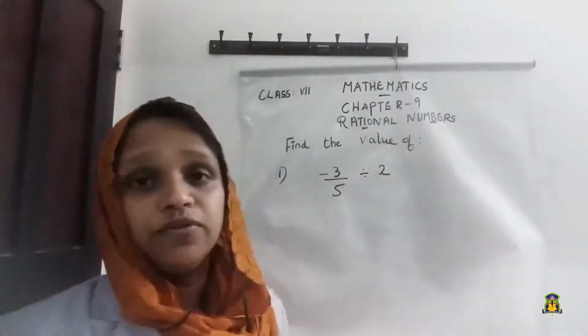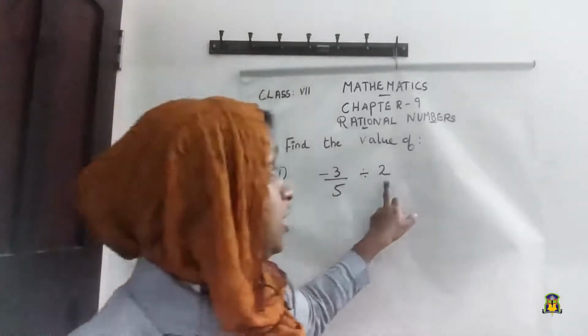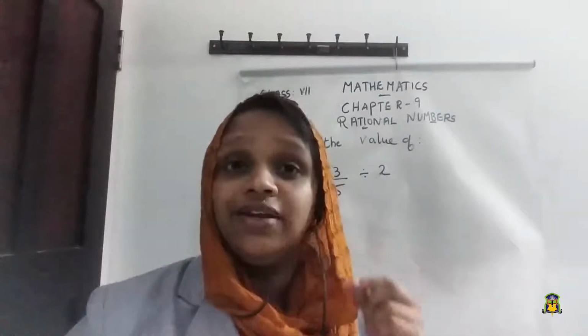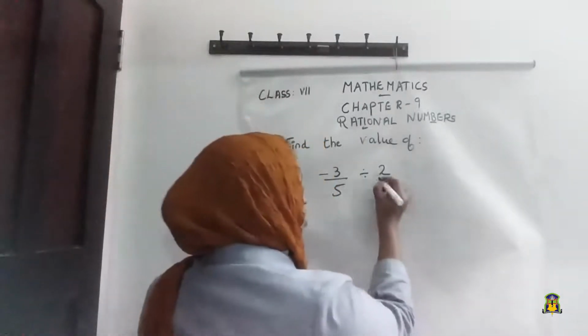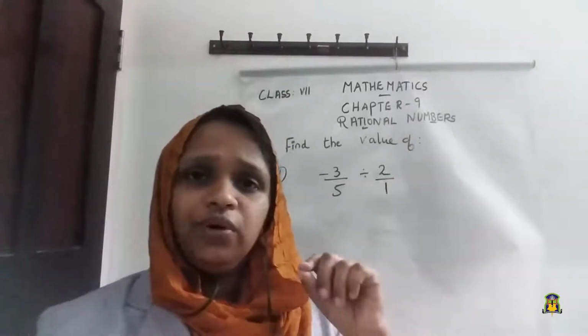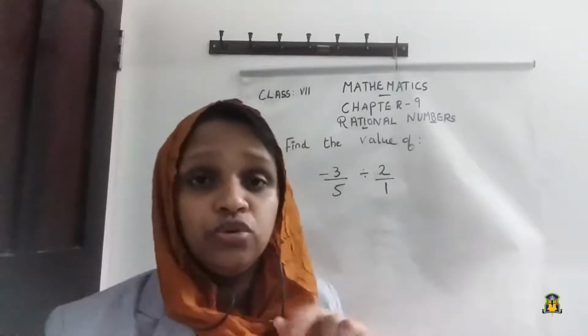Okay, negative 3 by 5 divided by 2. So this one is a rational number. What about this 2? Yes, 2 is also a rational number. Why? Because we can write it as 2 by 1. There is no change, so it is of the form P by Q.